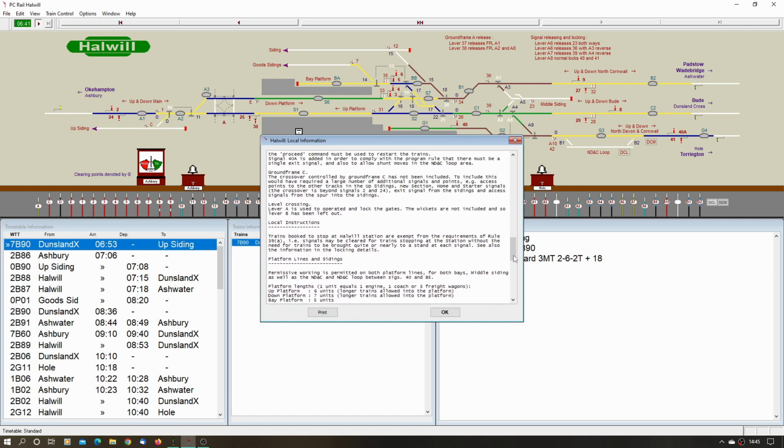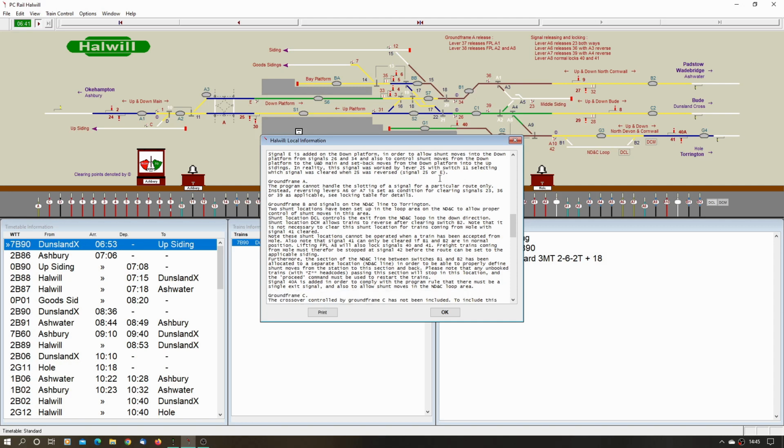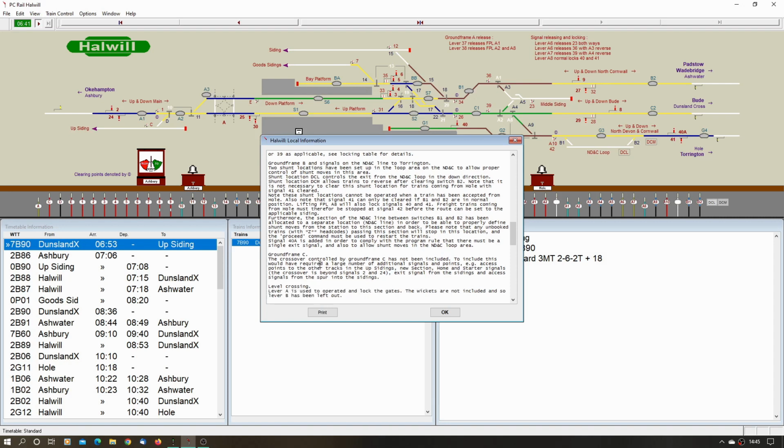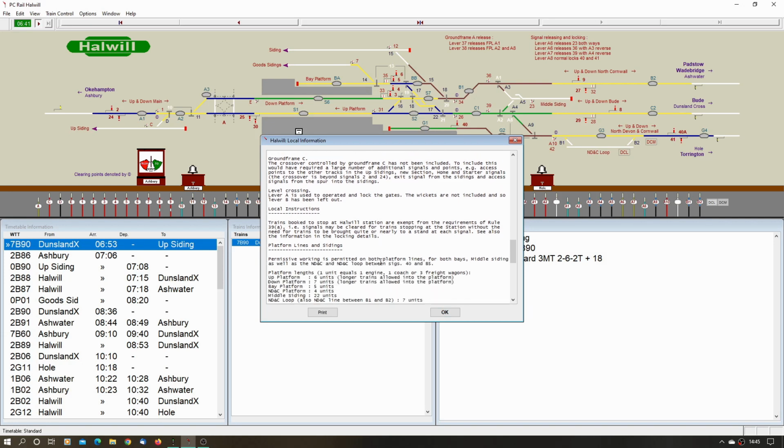Let's have a look where the ground frames are. Here we are. Yes, ground frame A, ground frame B, and which is this one as well. We've got the middle side is operated ground frame, but we'll see how that goes later on. And ground frame C has not been included. Yeah, that's this one further on. So this tells you what's been included and what's not from the original.